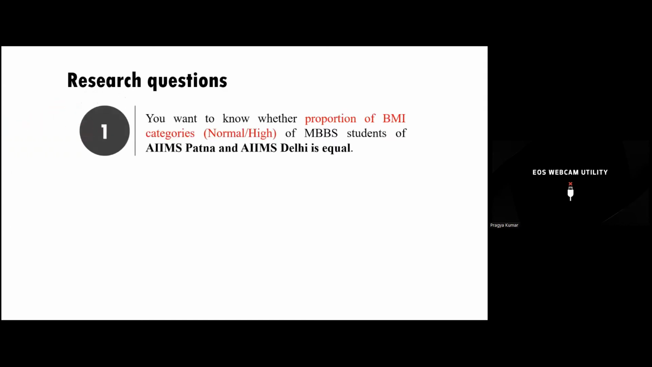Now, what are the research questions to which we can apply this chi-square test of two proportion? If you want to know whether the proportion of BMI categories, here I have only two categories of BMI, normal and high, of MBBS students of AIIMS Patna and AIIMS Delhi, is equal.